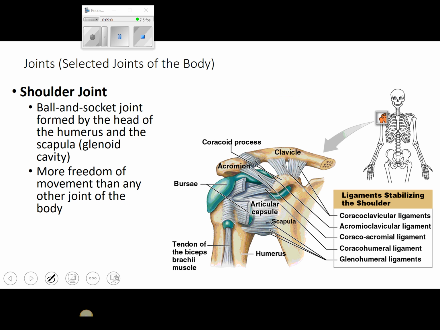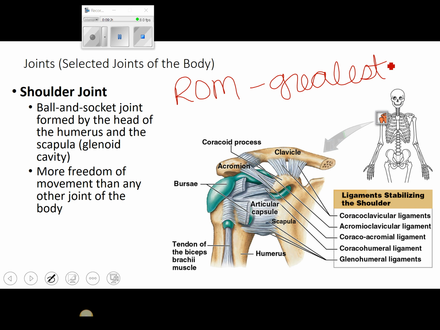Okay, our next one, of course, is the shoulder joint. The shoulder joint, of course, has the greatest range of motion, abbreviated ROM, range of motion. So it has the greatest of all the joints, the greatest range of motion. So it connects the upper arm to the scapula. So the ball and socket joint is formed by the head of the humerus and the scapula, the glenoid cavity. It has more freedom of movement, of course, than any other joint of the body.